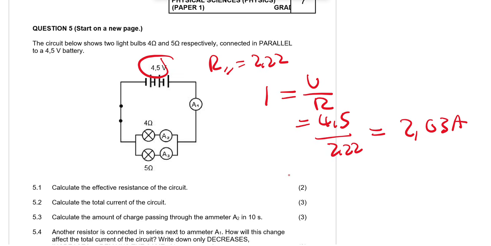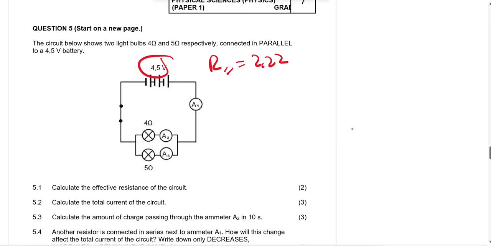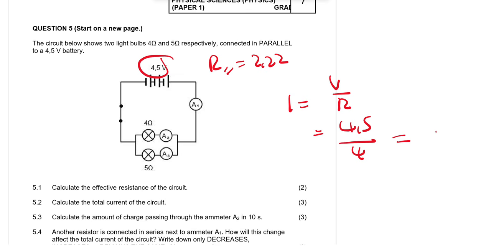And then another question says calculate the amount of charge passing through the ammeter A2 in 10 seconds. So it's simple. Which formula are we going to use here? We want current at first, right? So I is equal to V over R. What is voltage? 4,5. My resistance on A2 is 4. So divide by 4 and I'm going to get what? 1,13. So guys, this is the current that is passing through A2.